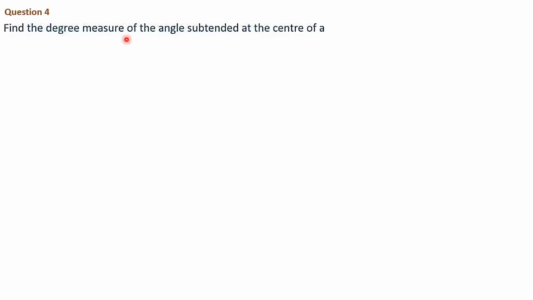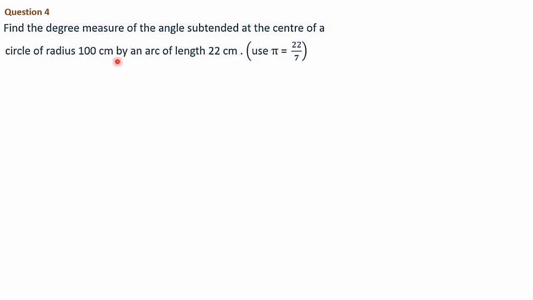Move on to the fourth question. Find the degree measure of the angle subtended at the center of a circle of radius 10 cm by an arc of length 22 cm. Use pi is equal to 22 by 7. Find the degree measure of angle subtended at the center of a circle of radius 10 cm by an arc of length 22 cm. There is an arc. Arc means a part of a circle. The length of the arc is 22 cm.